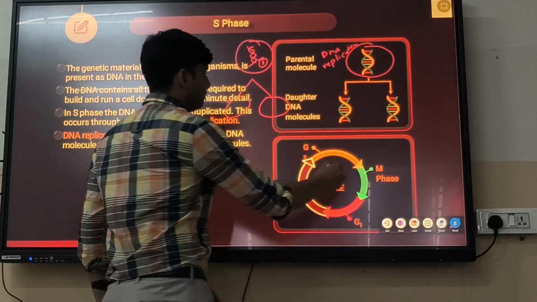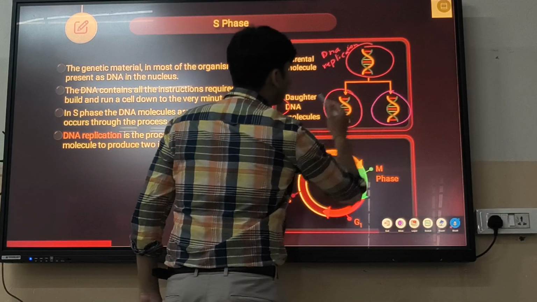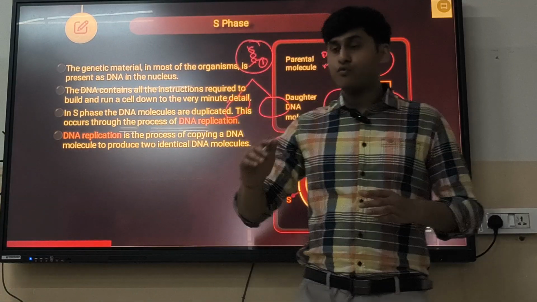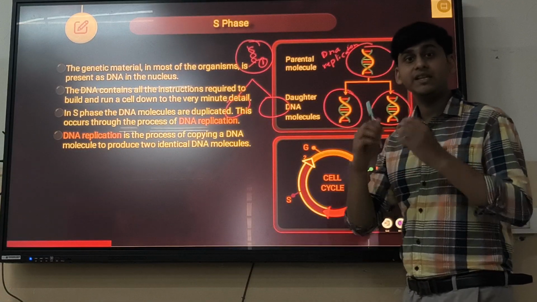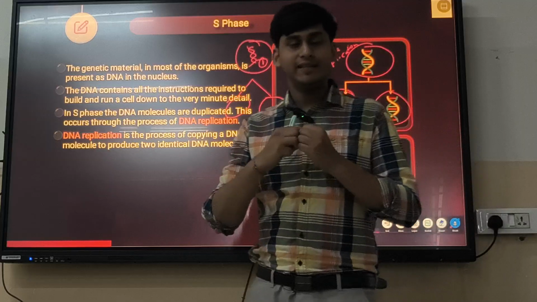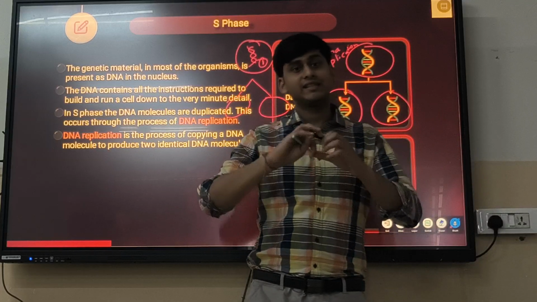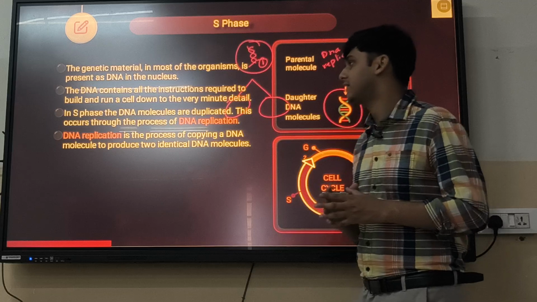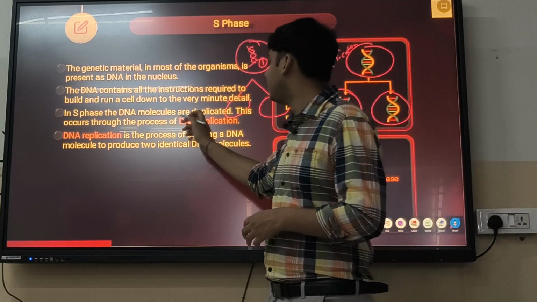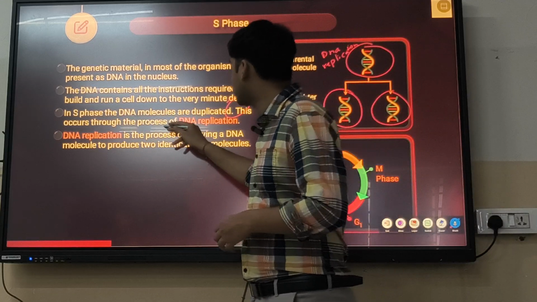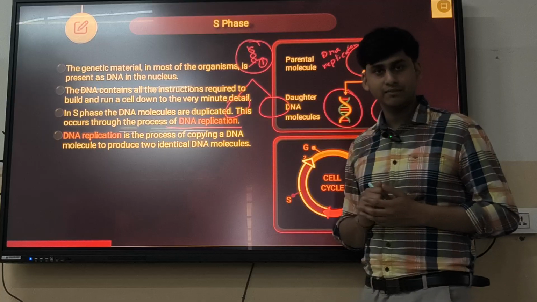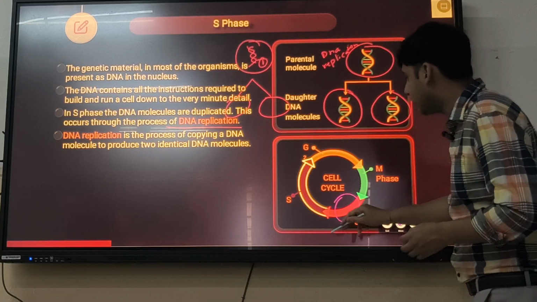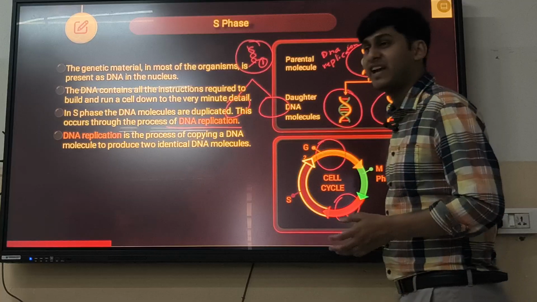Okay. And these copies are then kept for the mitotic phase, and in the mitotic phase these DNAs get divided. Okay, that we will be discussing later. See, in S phase the DNA molecules are duplicated. This occurs through the process of DNA replication. Okay, so this is the stage between the G1, growth gap 1, and gap 2.